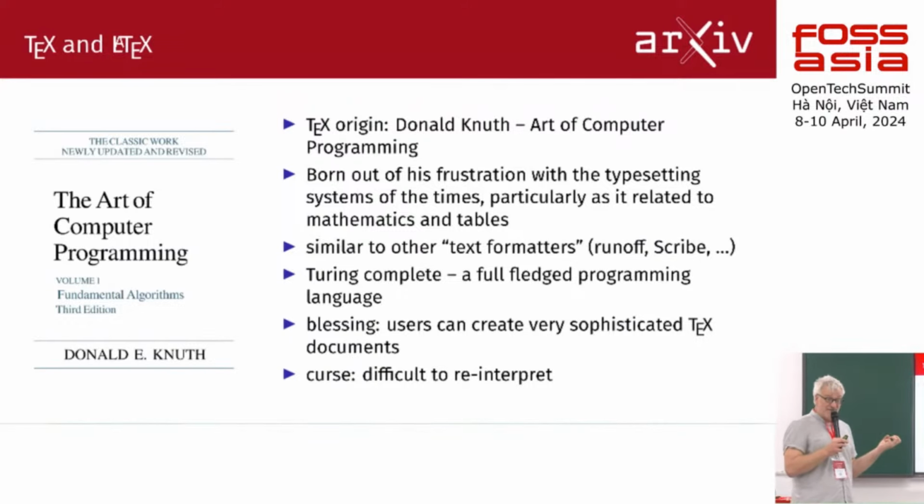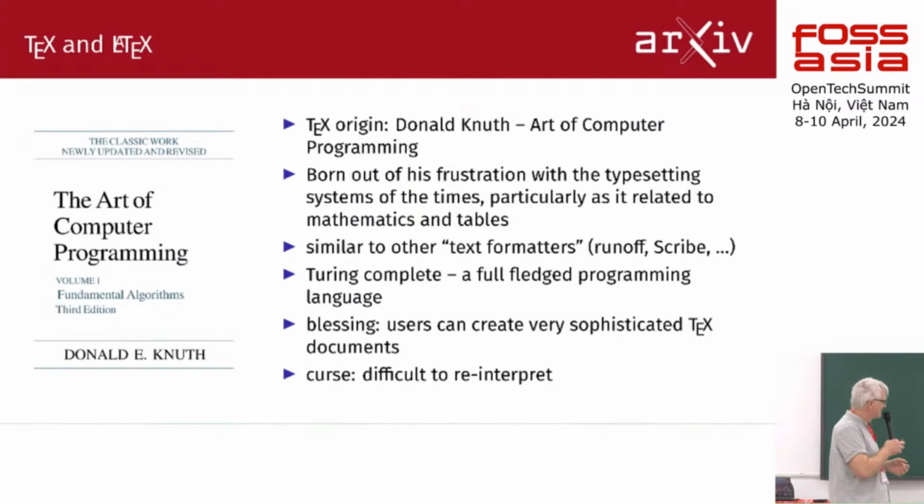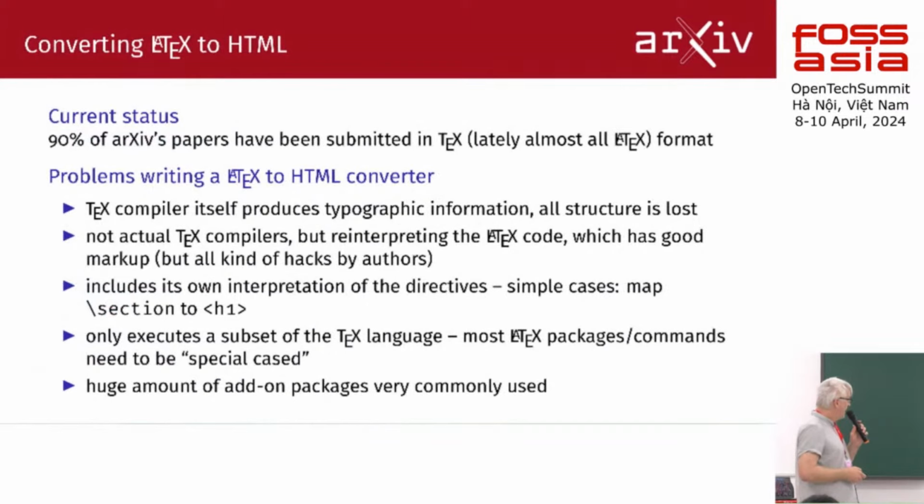And the language he created is actually a Turing complete language. Now what does it mean? Practically, it's a full-fledged programming language. Turing complete means you can compute whatever you want with TeX. It might take a bit long, but yes. This is a blessing in the sense that users can create very complicated stuff, very detailed graphics, very nice layout, but it's also a curse because reinterpretation is very hard. Lots of people do a lot of crazy stuff. So converting LaTeX to HTML was our aim because it's the only thing we can do.